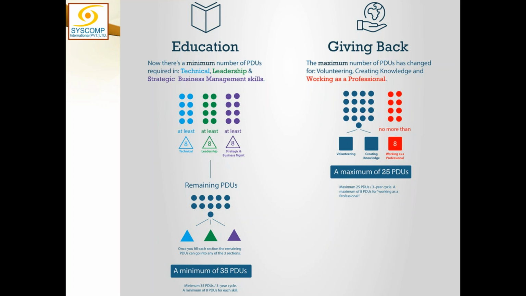So maximum 25 PDUs in giving back. Maximum 8 can be from working as a professional. Remaining 17 could be from volunteering and creating knowledge. On the education side, I said you have no upper limit, but a minimum PDUs you have to fulfill is 35, and minimum PDUs in each area is 8 each in technical, leadership and strategic and business management. So this is all about your PDUs.